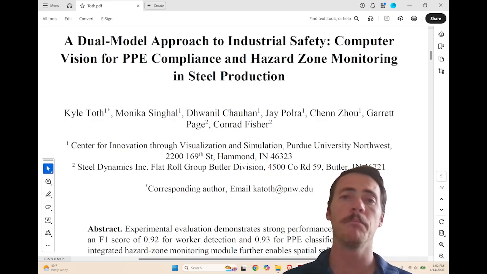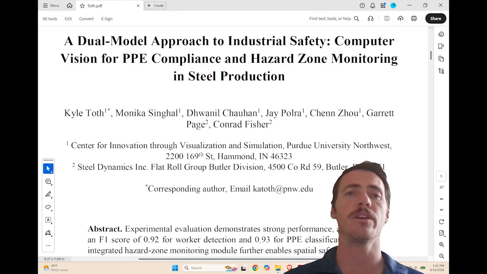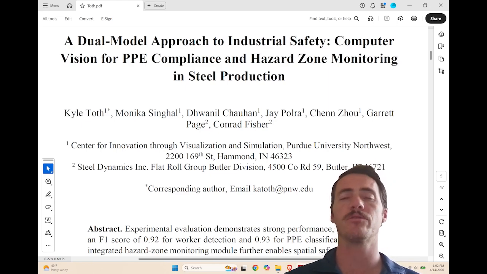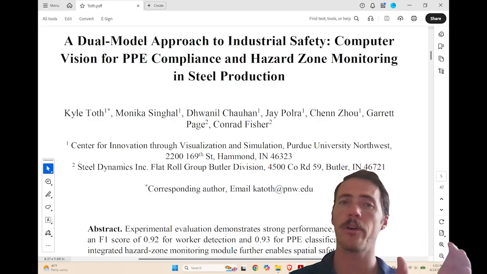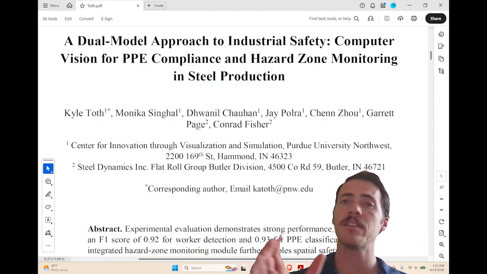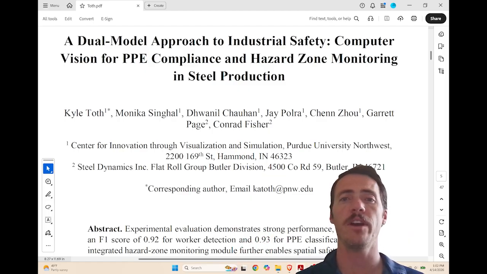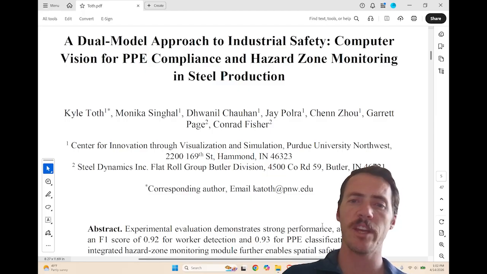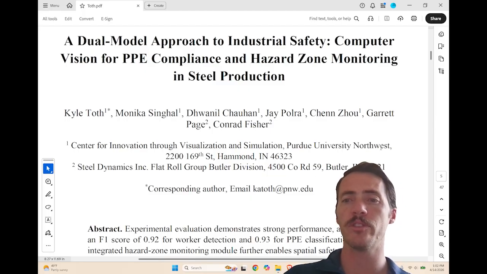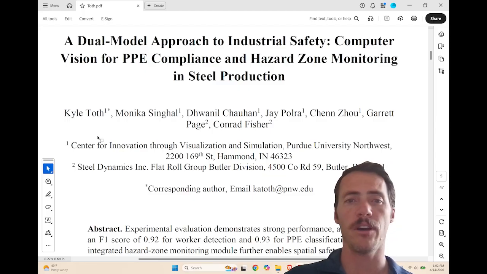And PPE compliance is a big deal in industry, particularly in the steel production industry. Today's paper deals with that exact topic. It is a dual model approach to industrial safety. They're going to have two different things. One is going to be a computer vision model for detecting PPE compliance, and a second will be hazard zone monitoring. And they're going to do this in the context of a steel production plant. This comes to us from the folks at the Center of Innovation through Visualization Simulation at Purdue University Northwest, and from Steel Dynamics Incorporated, lead author Kyle Toth.